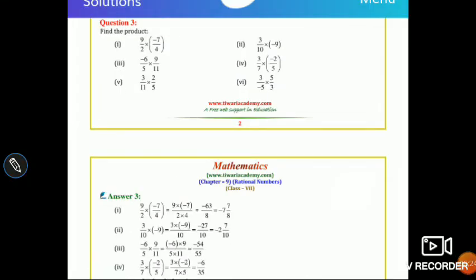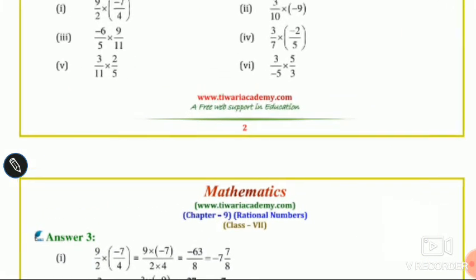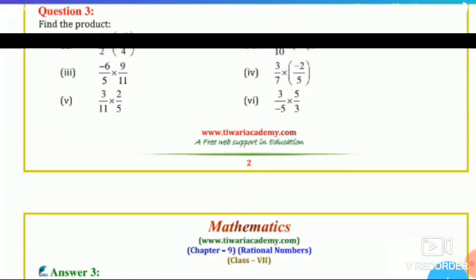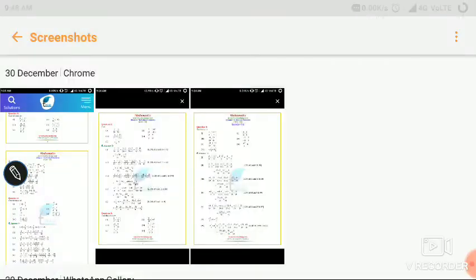Now see students, question number 3. Okay. This one is very simple. Find the product. You have to find product of this given rational numbers. Okay. So first one is what? 9 upon 2 multiply minus 7 upon 4. So it is very easy. What you have to do?